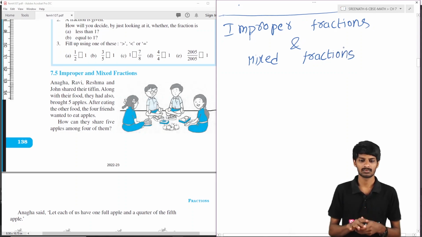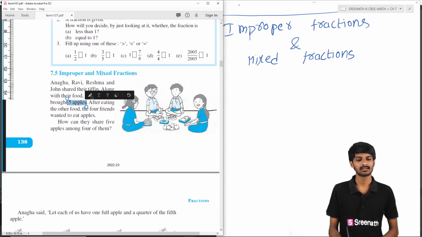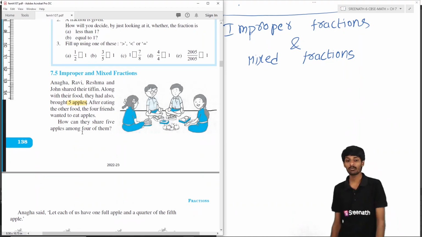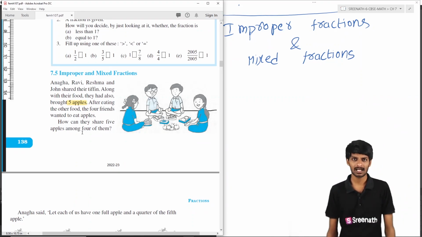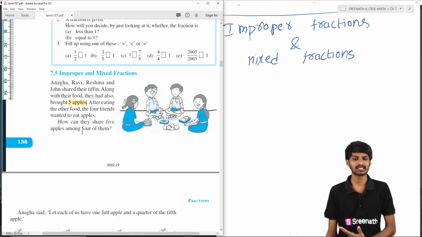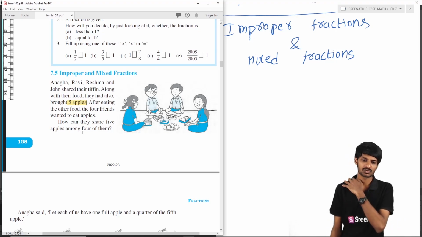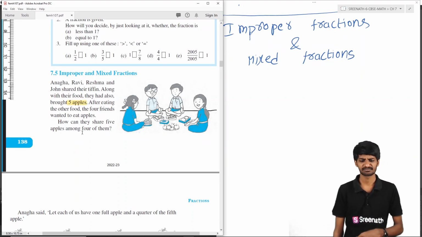So here there are friends, students. They are sharing their tiffin. Along with their food, they had also brought 5 apples. But how many of them are there? There are only 4 friends. They have 5 apples. After eating the other food, the four friends wanted to eat apples. So how do they share their apples?